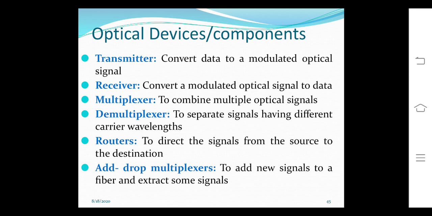Then the multiplexer is used to combine multiple optical signals of different wavelengths and transmit them. The demultiplexer receives all these signals and separates the signals having different carrier wavelengths. Routers direct the signals from the source to the destination. And then add drop multiplexers are present to add new signals to the fiber and extract some signals. So these are the components which are present in a network.